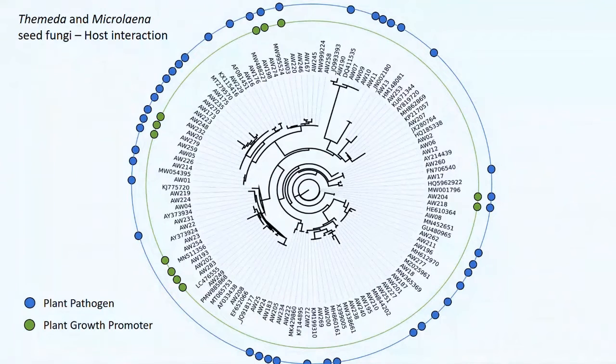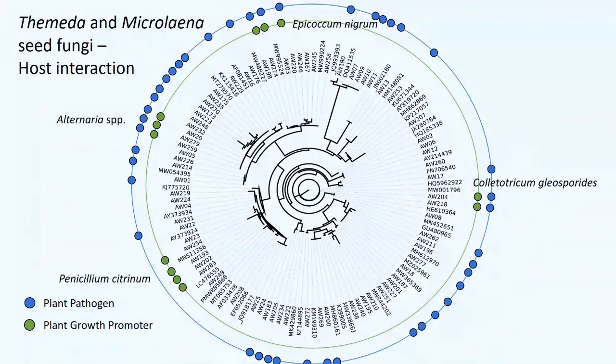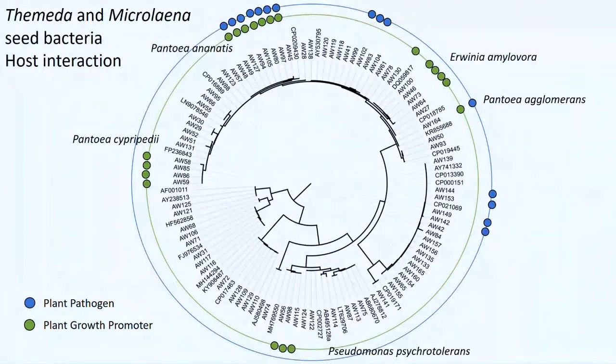Here I investigated whether the fungi had been recorded as plant pathogens or being able to promote plant growth. I found that many seed fungi isolated, such as Alternaria, Colletotrichum, Epicoccum, and Penicillium, were being recorded as both plant pathogens and growth promoters, with this varying depending on the particular strain and the environmental context. I also found a similar story for many of the seed bacteria. I had a few Pantoea species in particular that were recorded as being both beneficial and pathogenic on their hosts.